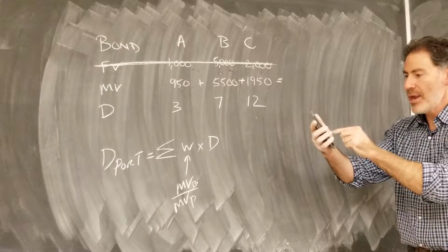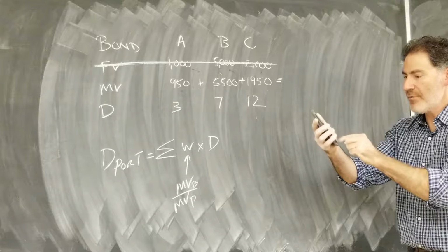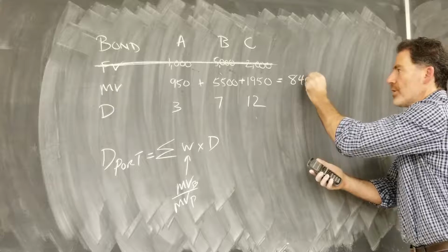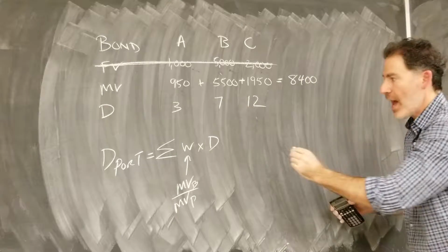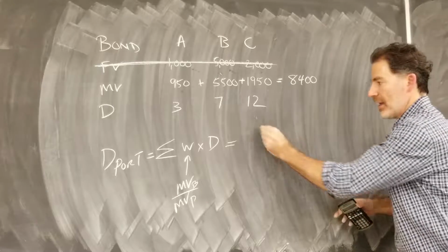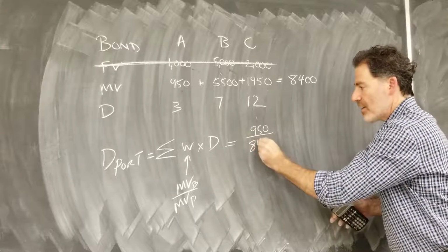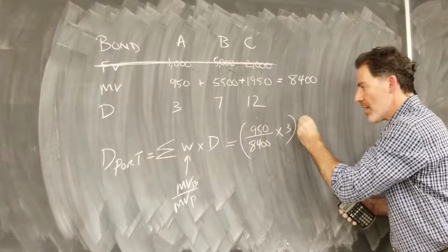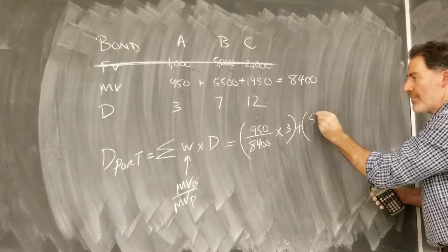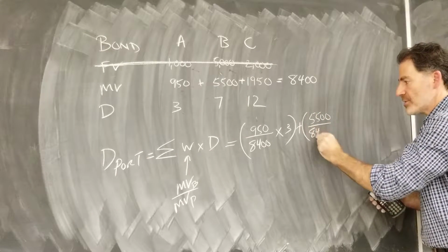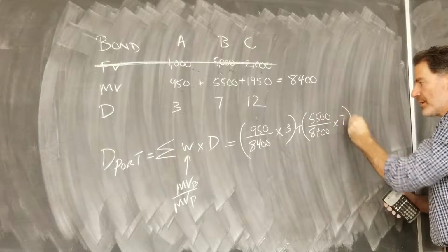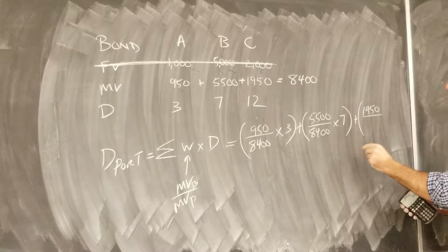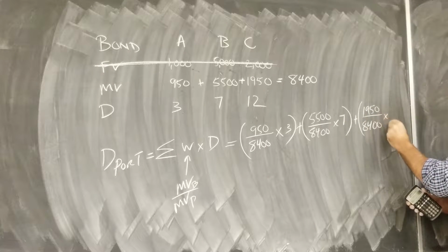So let's add it up here. 950 plus 5,500 plus 1,950. I end up with 8,400. There's my portfolio value. Let's now calculate the weighted average. Bond A, 950 divided by 8,400, that's the weighting, times the duration of bond A, which is 3. Plus, let's do it for the next bond. 5,500 over 8,400 times duration of 7. Plus, do it for bond number 3, 1,950 divided by 8,400 times 12.